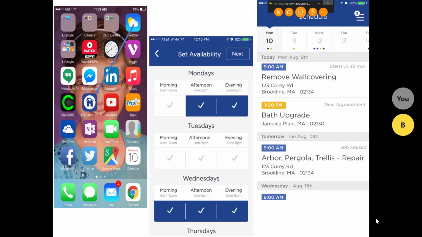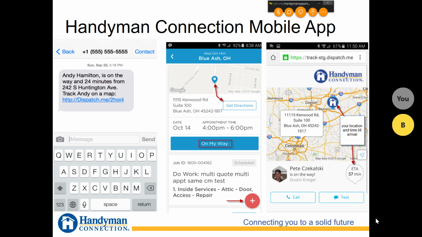If I am a craftsman, I know what I'm doing for the day. So I get up in the morning. I know at 9 a.m. I'm going to Corey Road to remove a wall covering. At 1 o'clock, I'm going to do a bathroom upgrade. At 9 a.m. tomorrow, I'm going back to Corey Road to do a trellis repair. So maybe I check on those trellises in the morning, and maybe I pick up my materials on the way home to prepare for the morning. So as you can see, the technology can leverage efficiency, and it also saves a ton of time. Craftsmen no longer have to call the office numerous times a day, which no one loves to do. So the mobile platform is really helpful.